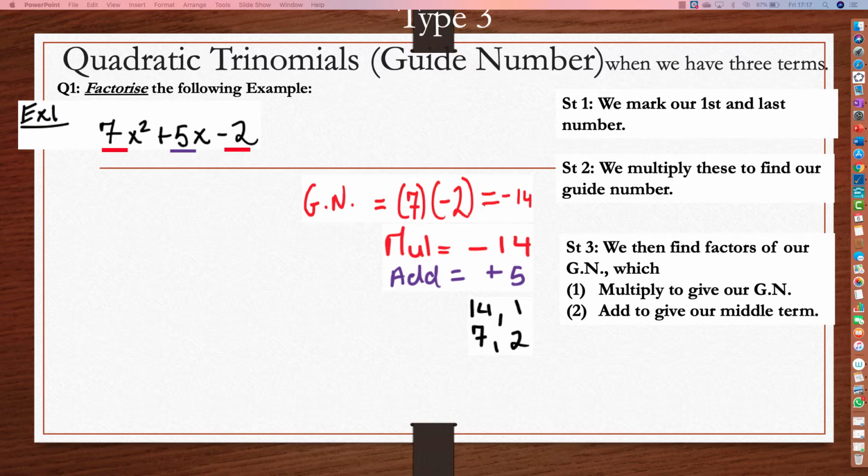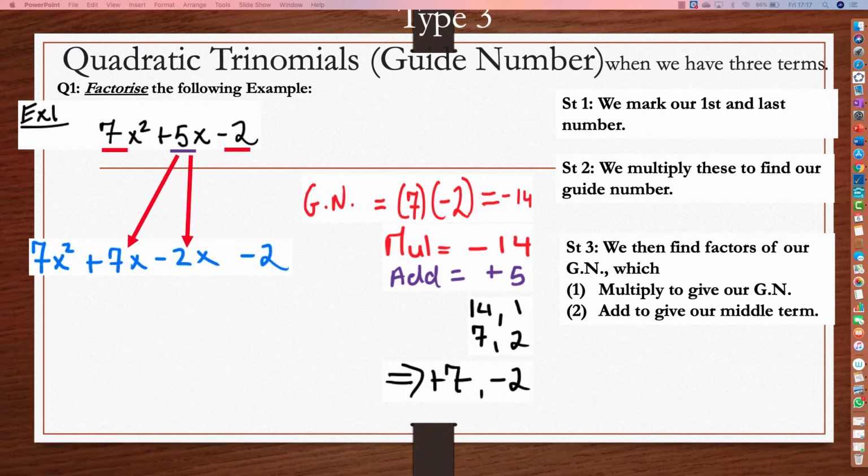That adds to give 5, but we have to check: does it multiply to give us minus 14? 7 multiplied by minus 2 is minus 14. Boom, we know it works. So we're going to replace the 5x with a 7x and a minus 2x. We know it works, so we replace it with plus 7x and minus 2x.